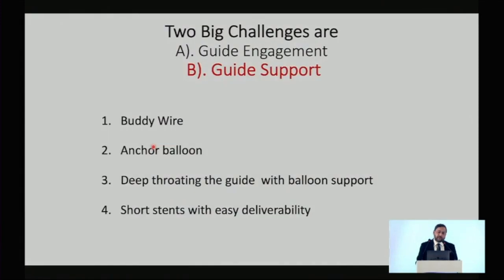Now, this was the guide engagement. What about guide support? Because the guide support is poor and you have a really terrible time doing PCI, because every time your wire would back up, your balloons would not go through, the stents would not go through. The things you can do here are buddy wire, anchor balloon, deep throating the guide with a balloon or stent support. You can take the balloon or stent somewhere down in the coronary arteries, and using the shaft of the balloon or the stent as a thick guide wire, you can actually manipulate the catheter deep into the coronary ostium.